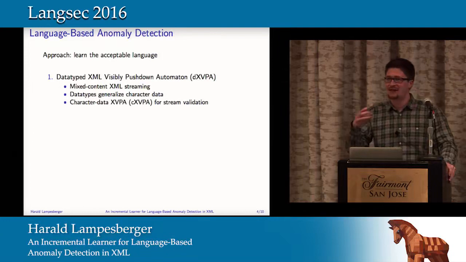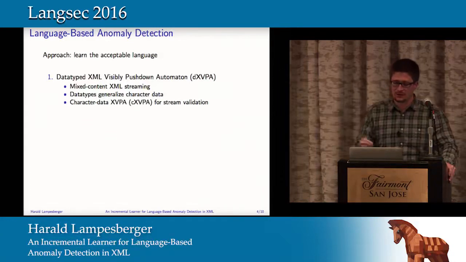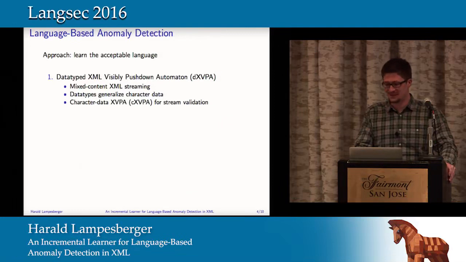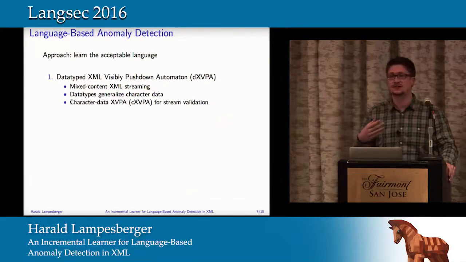In XML, we can have character data, and the automaton generalizes data using data types. And from this automaton, another form can be created. It's called character data XVPA. It's basically the same. It just has some optimization for stream validation, so it can check in linear time.